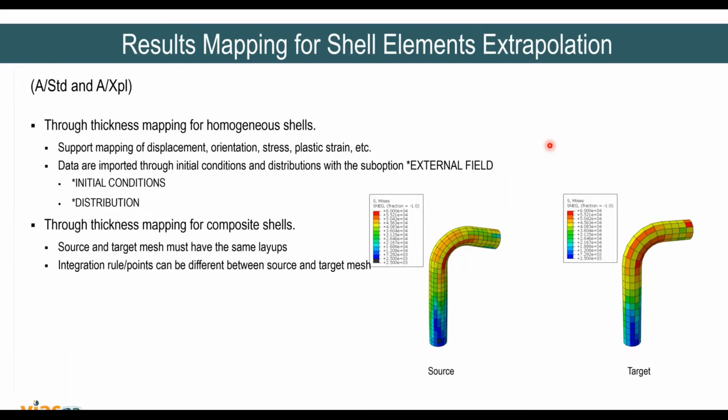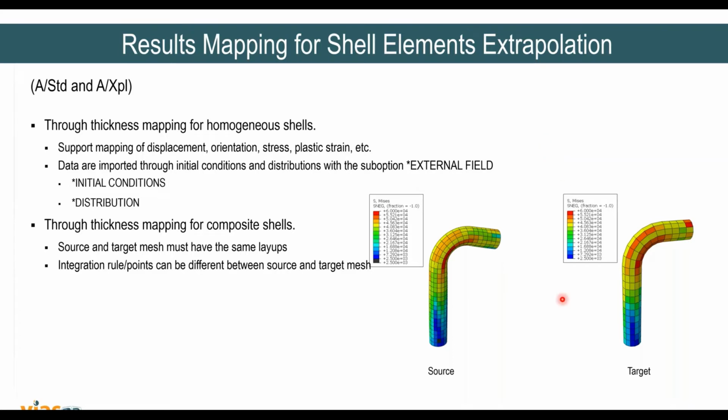Okay, another enhancement is related to result mapping for the shell element extrapolation. In a couple of releases, the external field was used for mapping the results. In this version, we have unified this and extended it to map the results through the thickness of the shell element. And this can be done for a homogeneous shell as well as the composite shell.